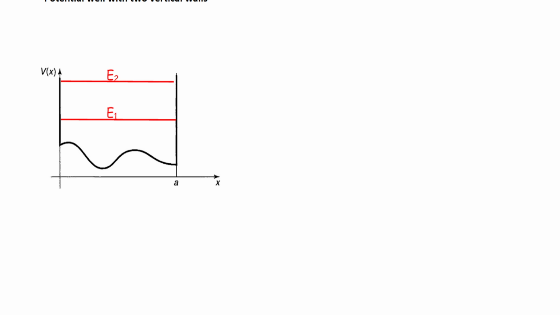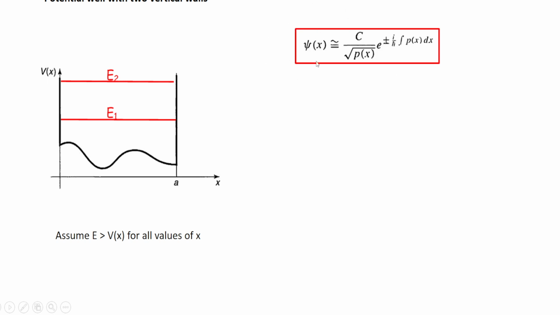So the important condition here is that the potential energy is varying very slowly. For example, this is our potential energy. This is a slowly varying potential. These are the two vertical parts. So here we assume, for example, E greater than V of x for all values of x. Then the WKB solution is like this.